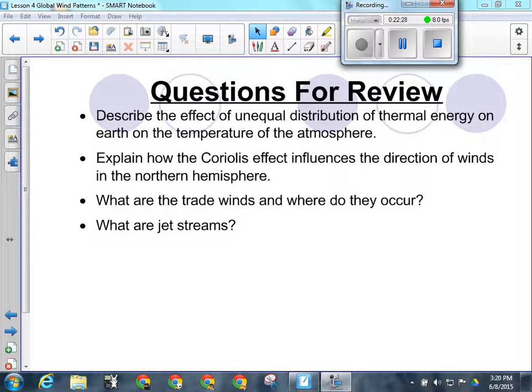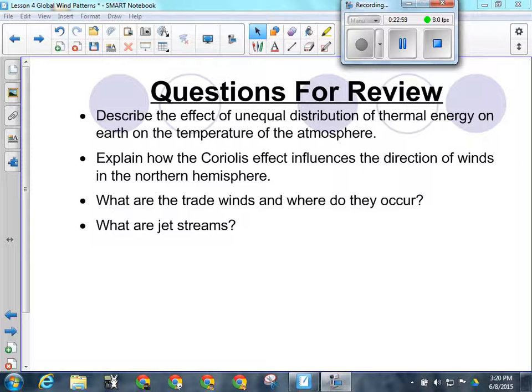Explain how the Coriolis effect influences the direction of winds in the northern hemisphere. Well, as winds are trying to move from north to south, the Earth spins under them and deflects them to the west, making them easterly winds, because they come from the east and blow to the west. If the winds are trying to move from south to north, as they do in our part of the world, then they get deflected east. They get pulled along with the Earth as it tries to move that way.